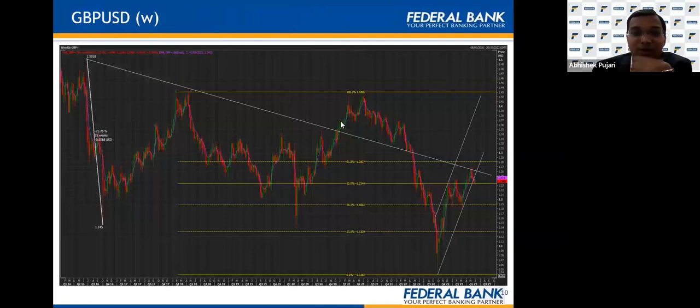Now we'll take a look at GBP. This particular chart is of almost 7 years. It's again a GBPUSD weekly chart. And what we can see here is a white horizontal line straight over here.